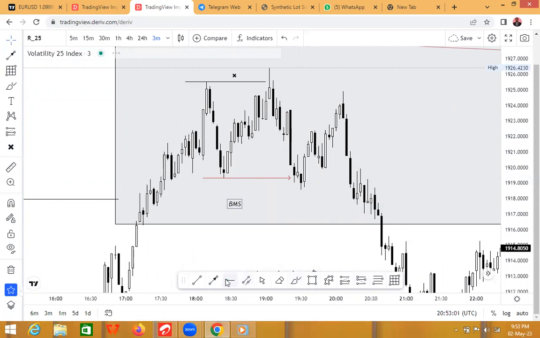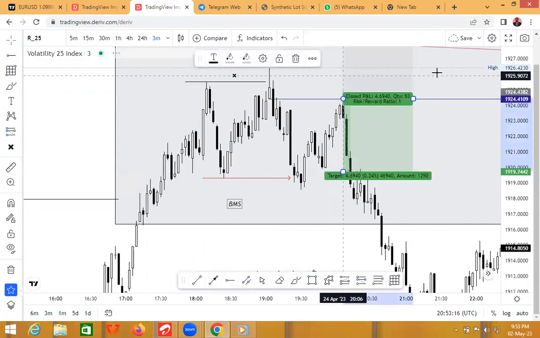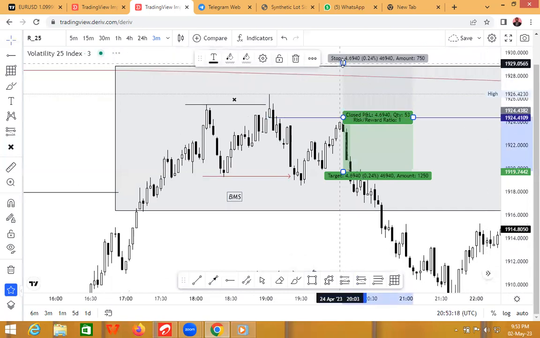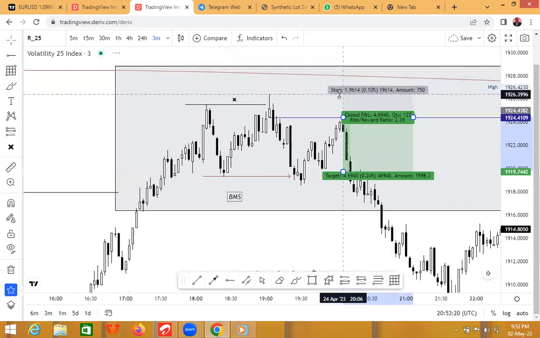You just draw your line on the candle. Let me use this on the open of the candle. This was the open of the candle. So you have your trade, your sell position on the open. And that was how that trade was played. This is 3 minutes. I'm saying 3 minutes.